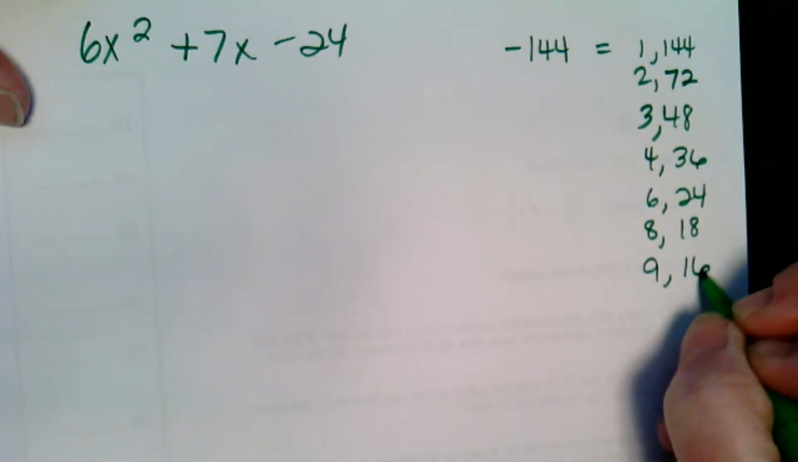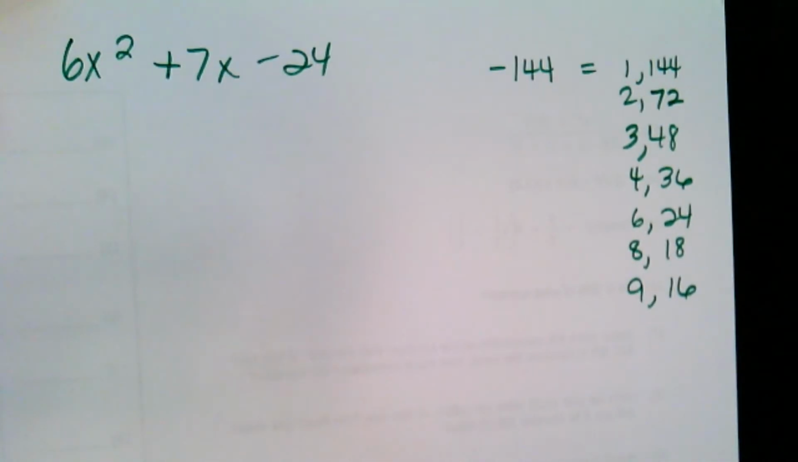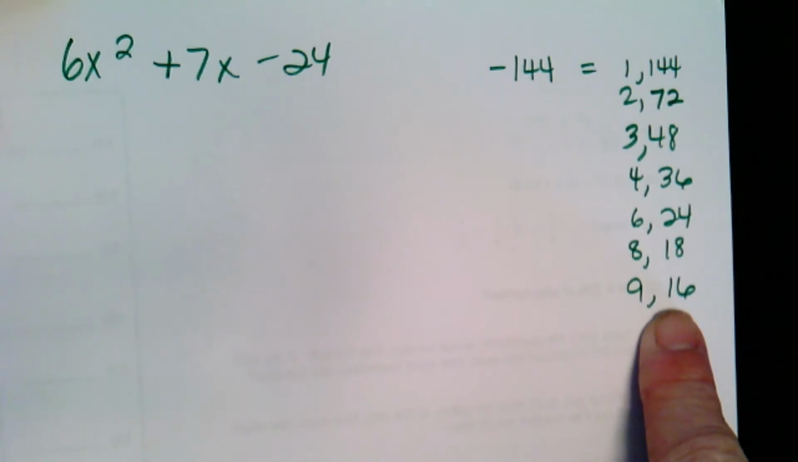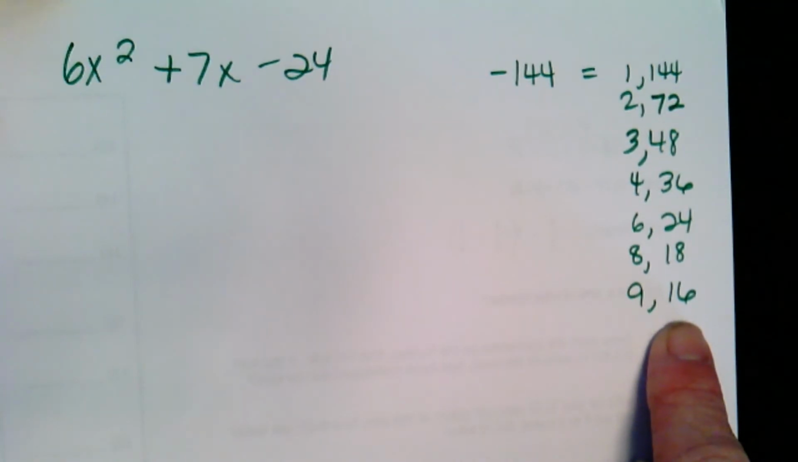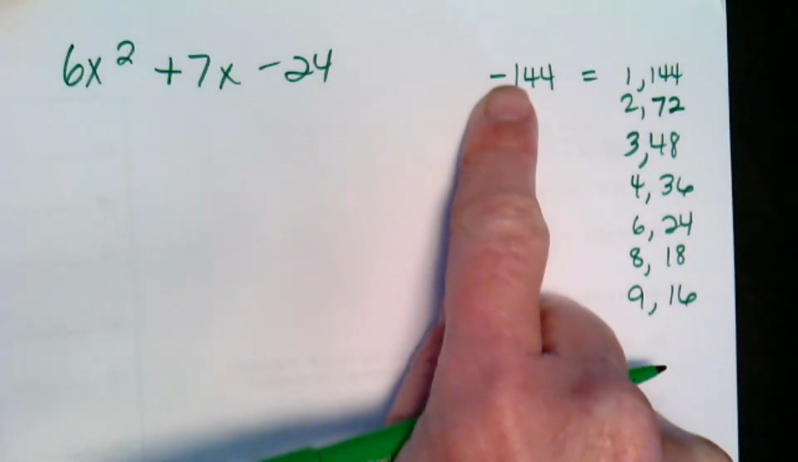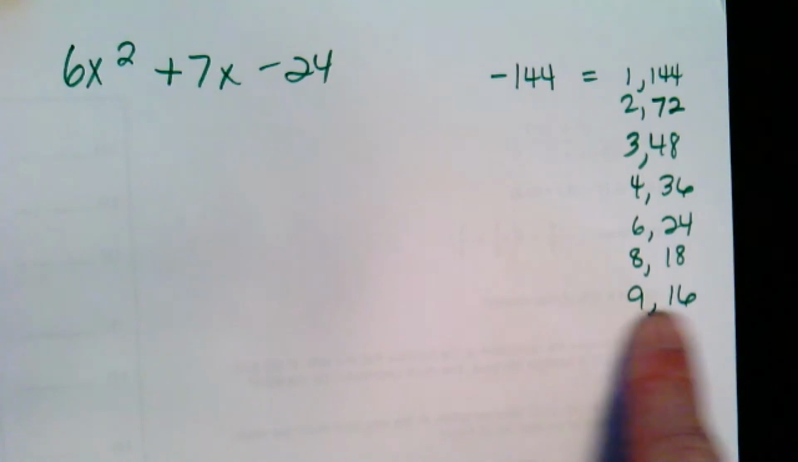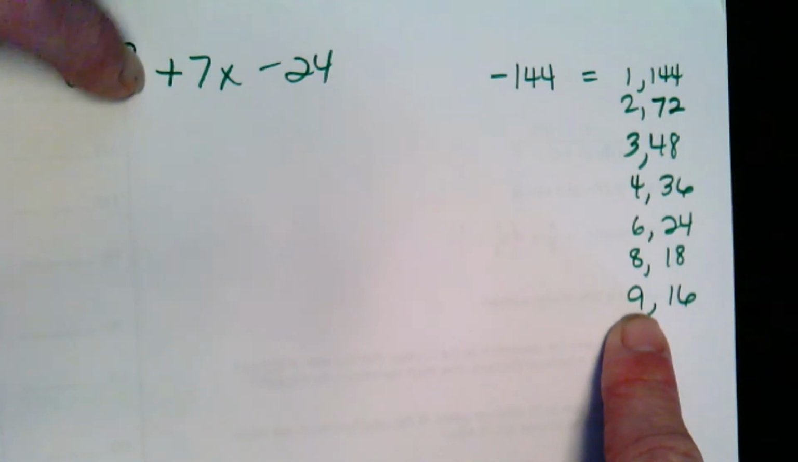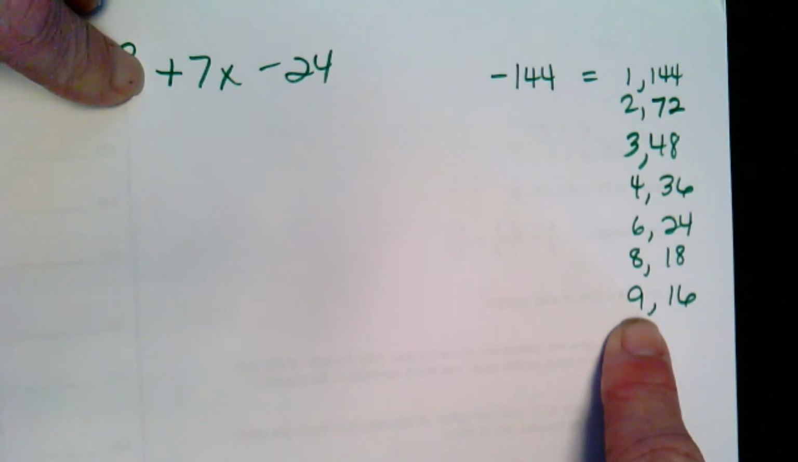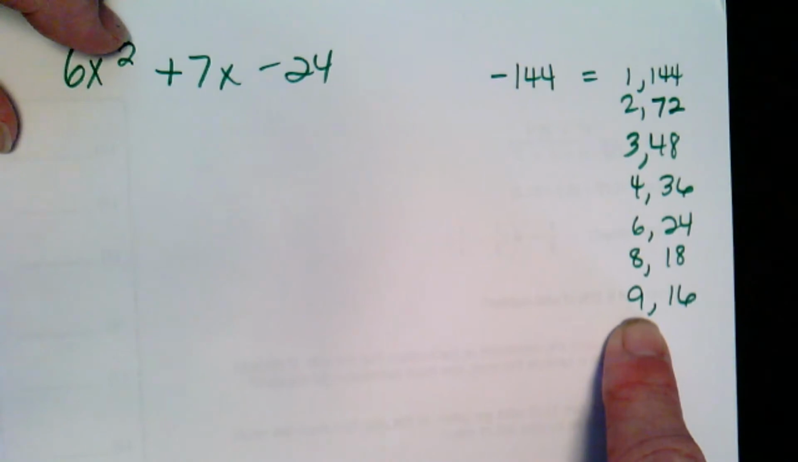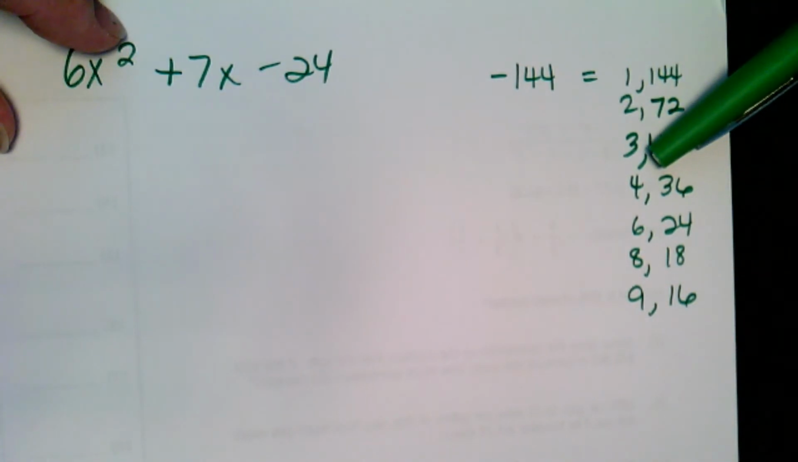9 and 16. Alright, so 9 and 16 look like they would work. So now let's investigate. They need to multiply together to give me a negative, and add together to give me positive. You know what? I just wrote the wrong question down. I'm like, this one actually works.